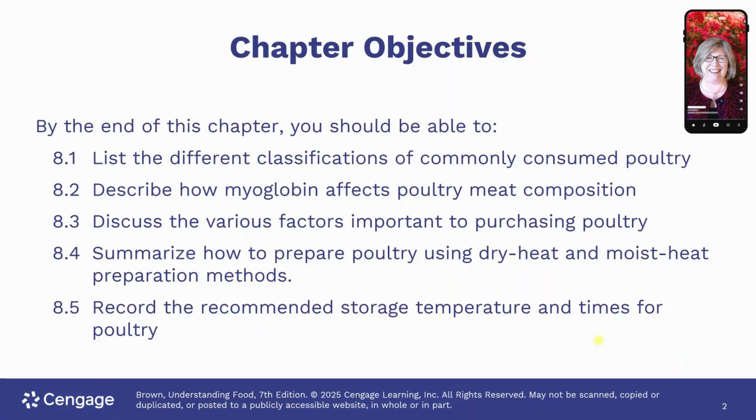Let's get started. By the end of this chapter, you should be able to list the different classifications of commonly consumed poultry, describe how myoglobin affects poultry meat composition, discuss the various factors important to purchasing poultry, summarize how to prepare poultry using dry heat and moist heat preparation methods, and record the recommended storage temperature and times for poultry.